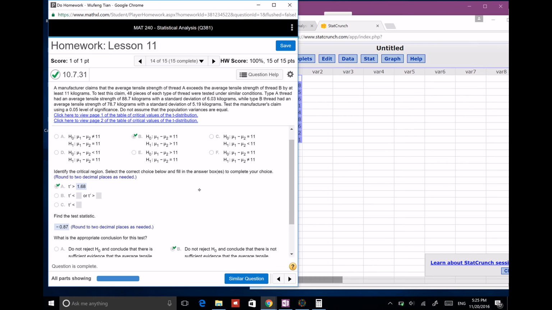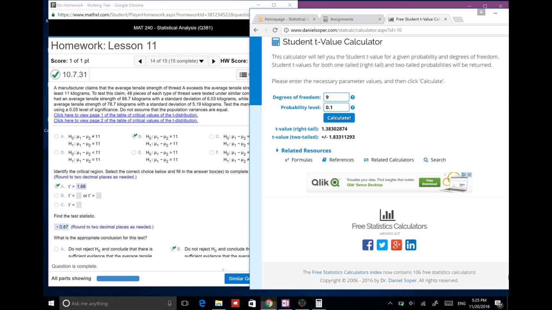Okay, so now this one, find a t. This is the same thing as the previous one. What do you need to do? There's no problem to find this 0.87, but you need to use the calculator to find 1.68. Use that t calculator and find out this t, 1.68.